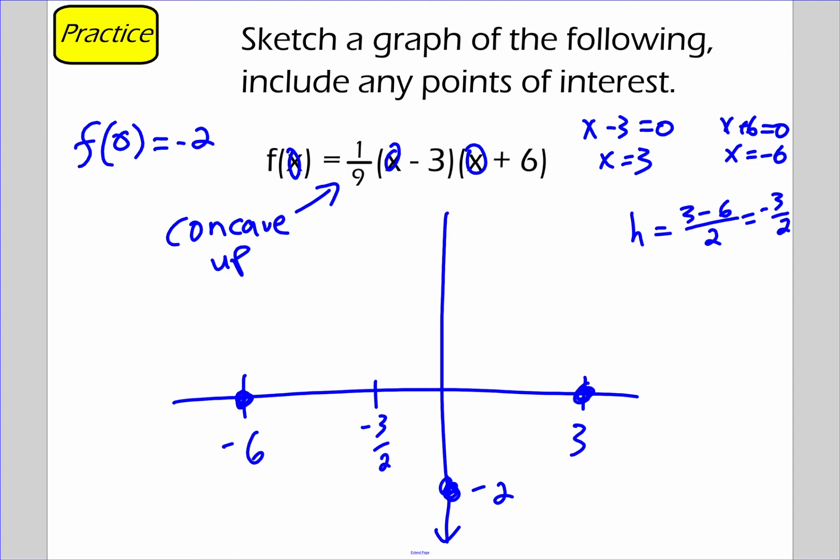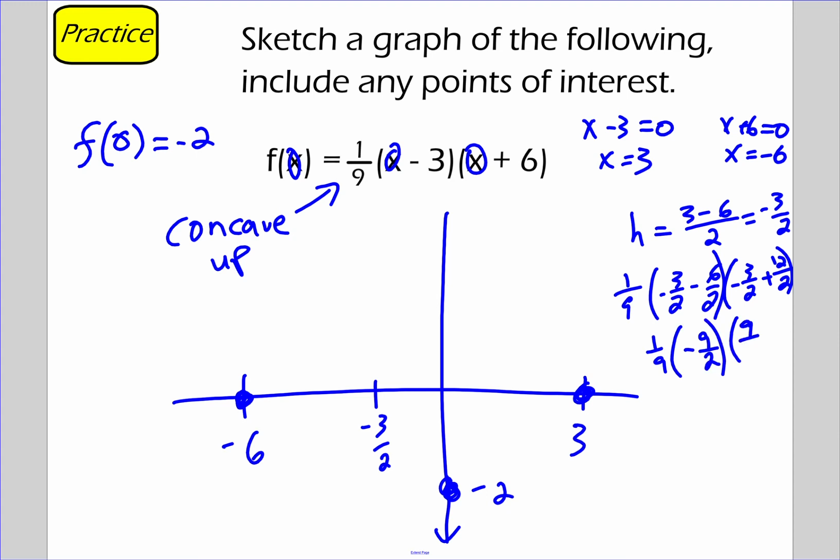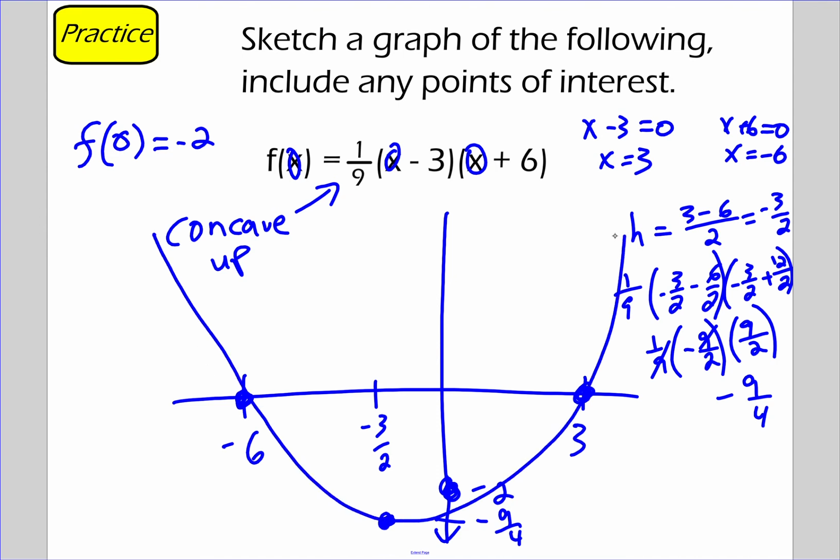Now when I plug that in, 1/9 times -3/2 plus 3, I'm going to convert -3 into -6/2. And I'm going to do something similar over here, make the 6 12/2 so that I can add them quickly. -9/2 here and +9/2 here. One of the ninths cancels with one of the 9s, and we end up with -9/4, which is just under 2. So there's our vertex, and we have a graph.